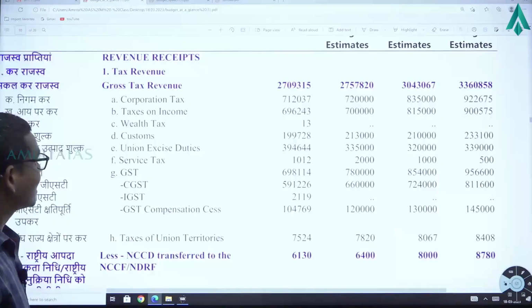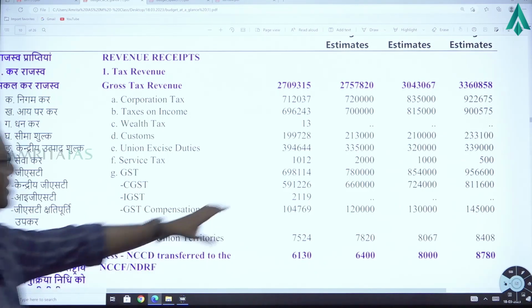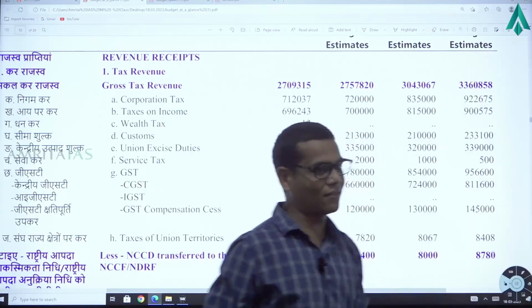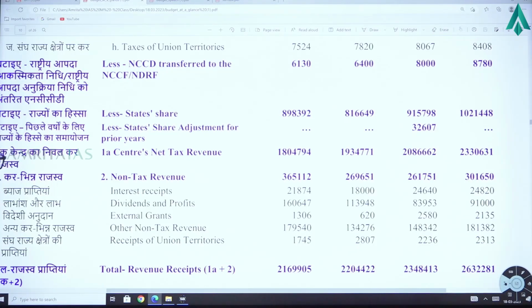So that means the taxes in the divisible pool of taxation are corporation tax, income tax, customs, union excise, services tax, GST. They are all part of the divisible pool only, no? Because this is the total thing. From this you are devolving. Next, state share is how much?